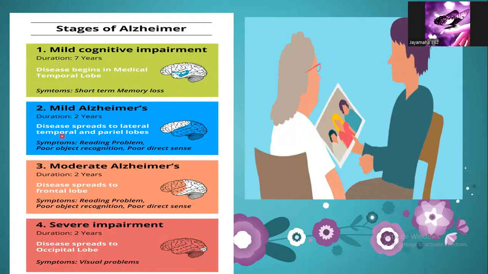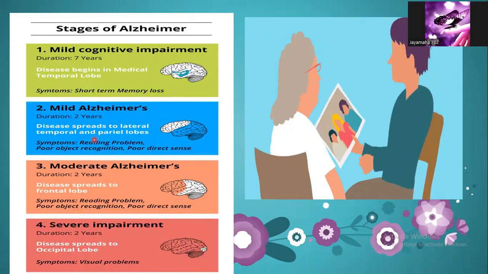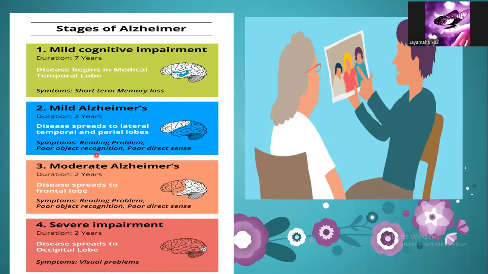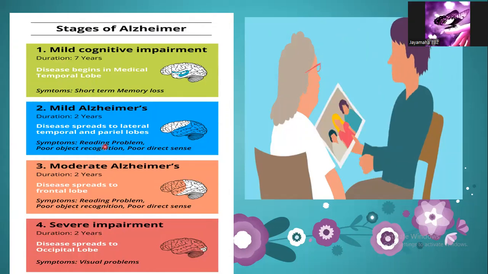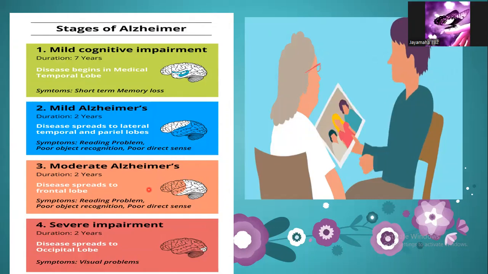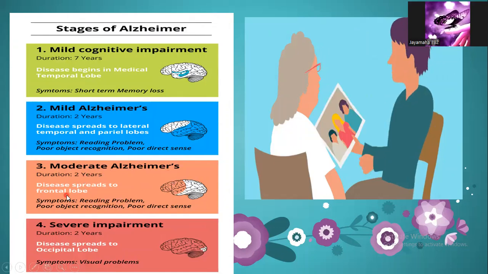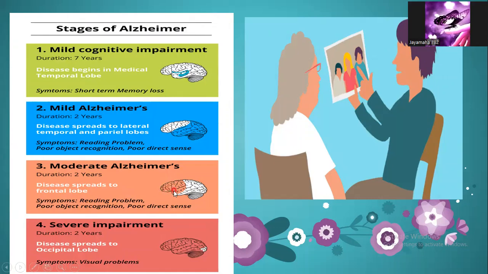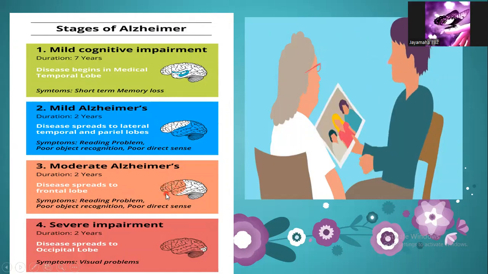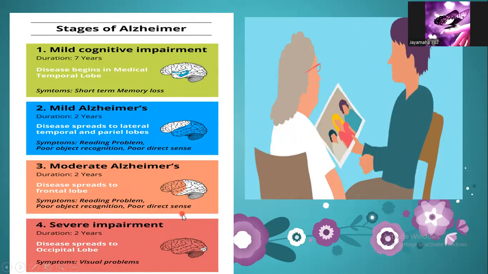In this condition, the disease spreads to our lateral, temporal, and parietal lobes. So here, it takes about 2 years, and reading problems, poor object recognition, and poor direction sense are the symptoms. Then it develops into moderate Alzheimer's. Here, the disease spreads to the frontal lobe. The symptoms are reading problems, poor object recognition, poor direction sense, likewise.